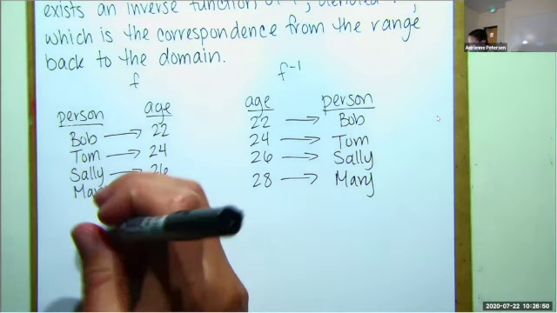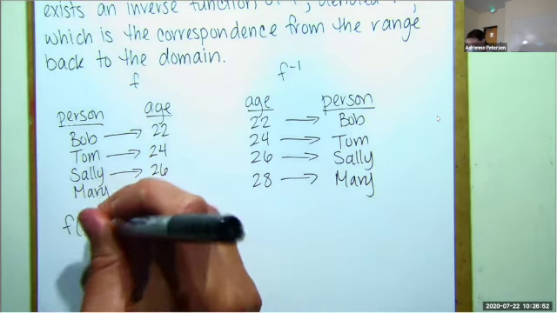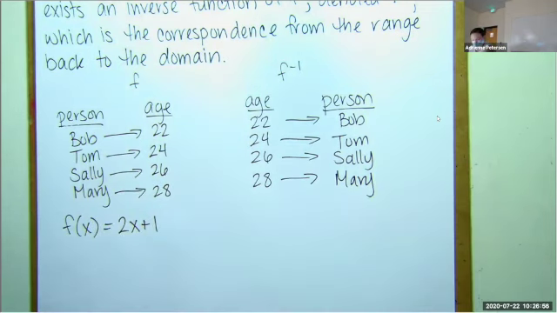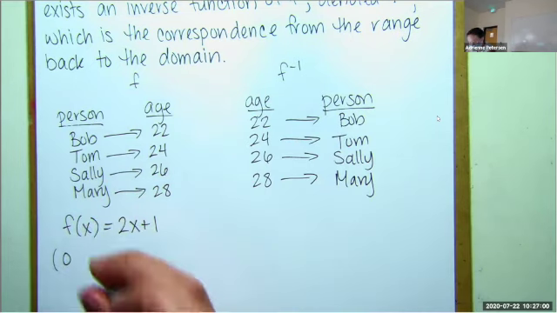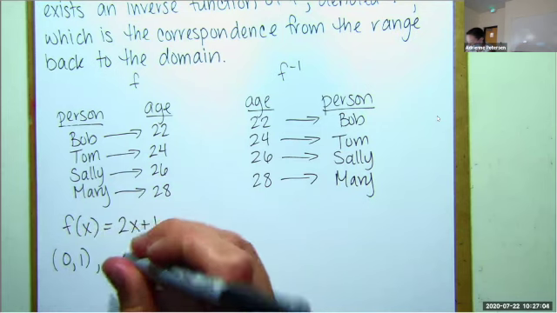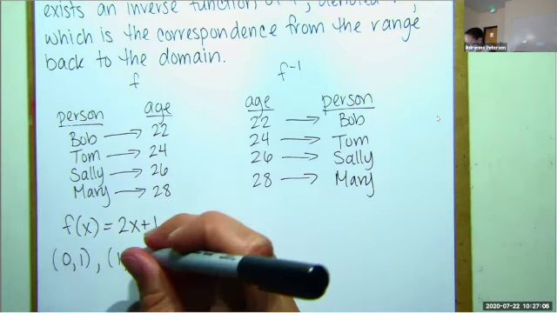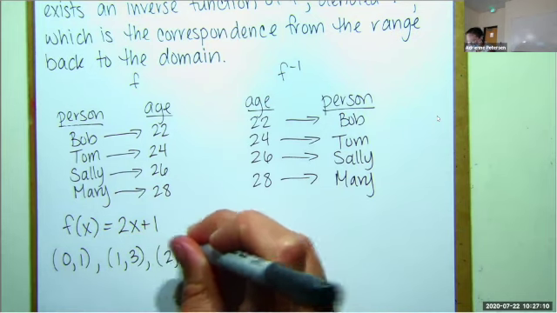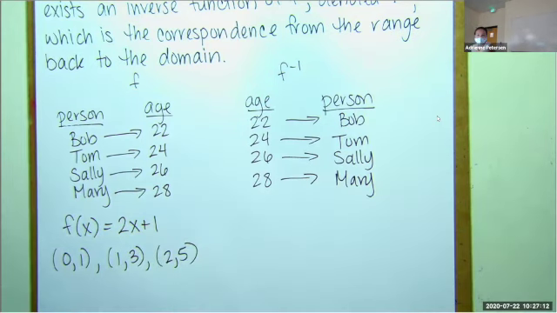Let's look at one more. We have a function f of x, which is 2x plus 1. Some points on this function: if I plug in x is 0, y would be 1. If I plug in x is 1, y is 3. And if I plug in x is 2, y is 5. Those are some points.